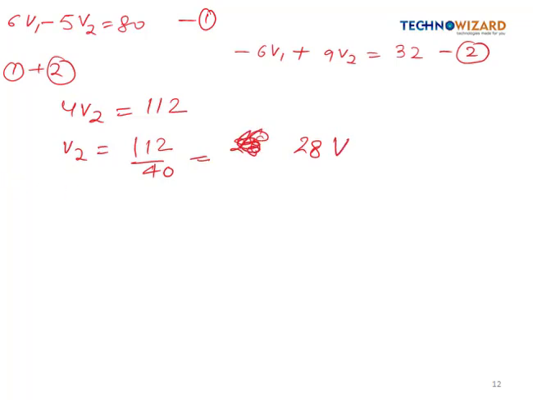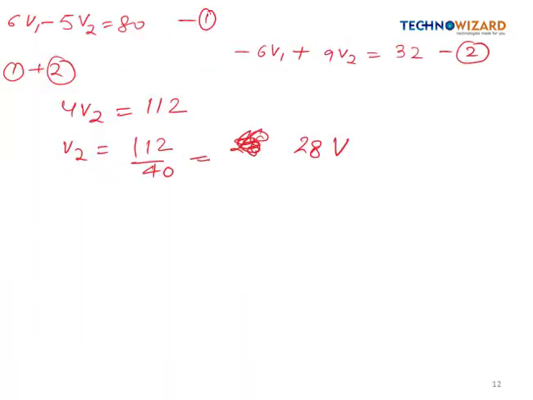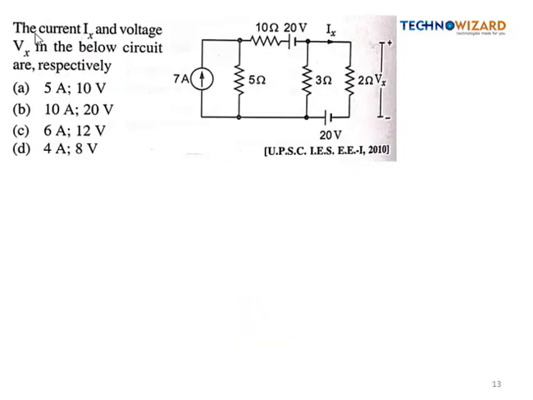So let's see what is asked in the question. We have to calculate the voltage E naught. Okay, voltage E naught is the voltage across the 12 volt, and they both are connected in parallel. It means E naught is nothing but the value of V2, right? Because they both are in parallel, the value of E naught is coming as 28 volt. So option D is correct. So let's see the next question.